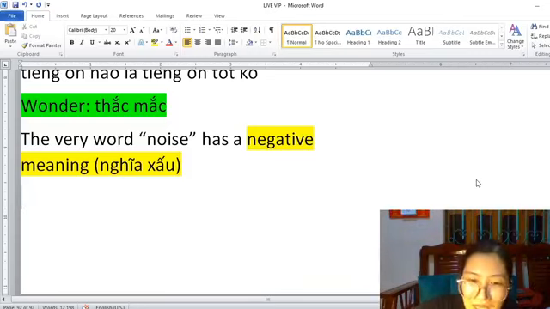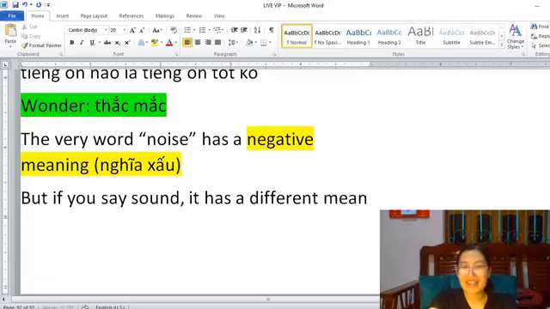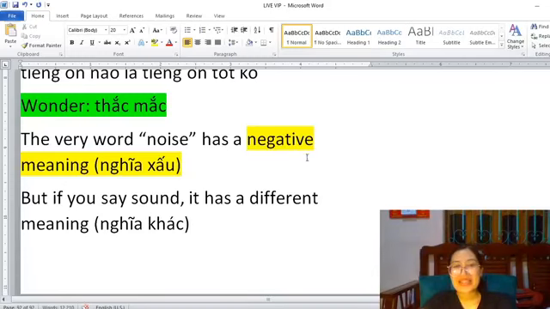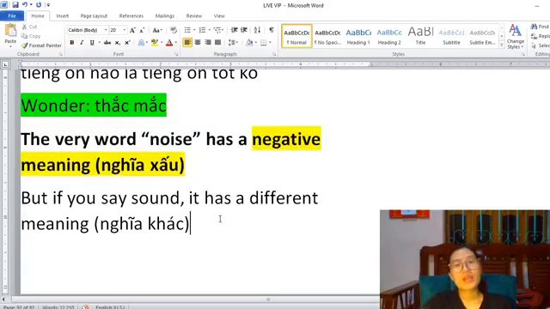Câu này là gì đây? Chúng ta nghe được một từ đó là từ sound đúng không? But if you say sound, it has a different meaning. Different meaning các bạn ạ, different meaning là nghĩa khác. The very word noise has a negative meaning. Riêng cái từ noise đã có nghĩa xấu rồi. But if you say sound, it has a different meaning.